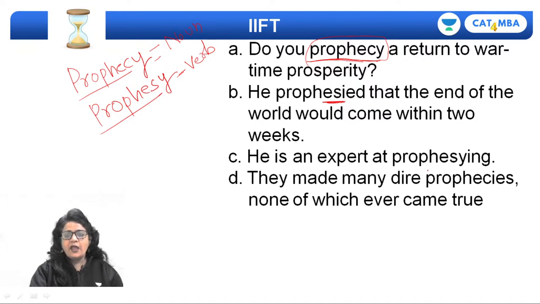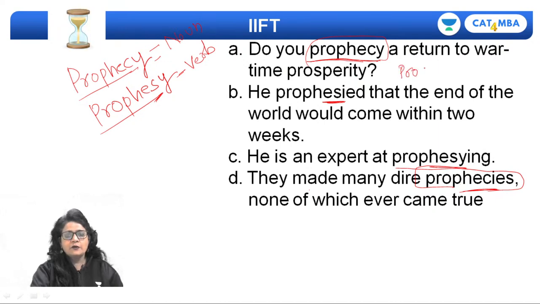He is an expert at prophesying. So again, a verb is used, with ING. They made many dire prophecies. Here it is used as a noun because the plural is there. So with C you have a noun, with S you have a verb. That's the only distinction, otherwise the meaning is the same. Prophecy is nothing but foretelling the future.